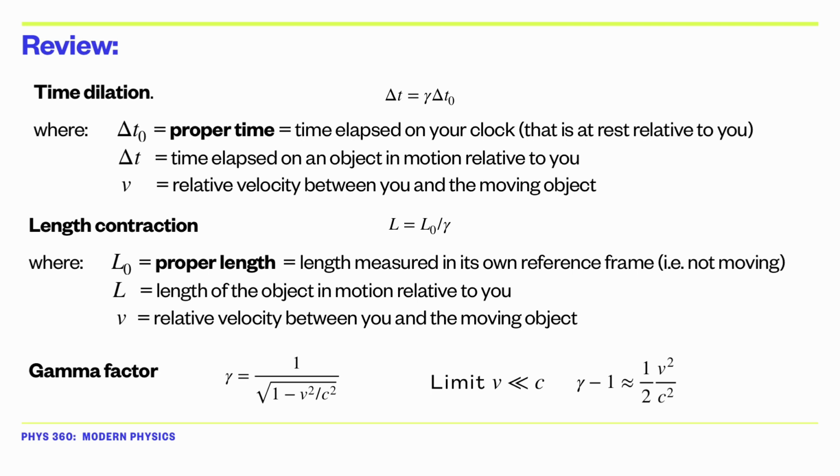In previous lectures, we derived expressions for time dilation and length contraction. When objects are in relative motion compared to us, time appears to tick more slowly for them compared to us, and lengths are contracted along the direction of motion. Each of these effects is controlled by the gamma or Lorentz factor.